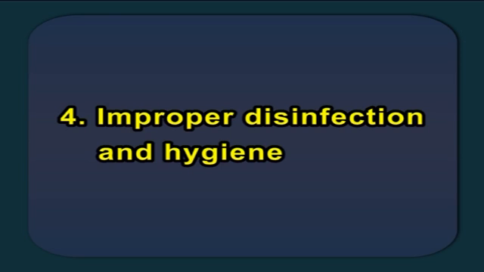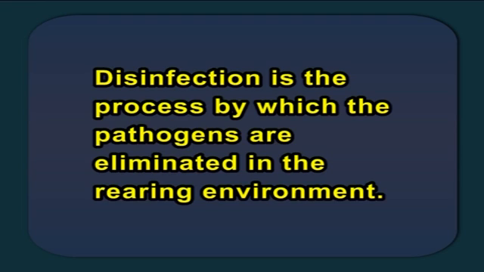The fourth aspect of our study is improper disinfection and hygiene. Disinfection is the process by which the pathogens are eliminated in the rearing environment. This is vital for the success of silkworm crops. Improper disinfection of rearing house and environment causes the buildup of pathogens in the rearing environment, and this can be a destabilizing factor. If the pathogen load goes beyond a certain level, silkworms become susceptible to infection, and further multiplication of the pathogens in the silkworms will affect the entire colony, and this results in the disease spread in the environment.